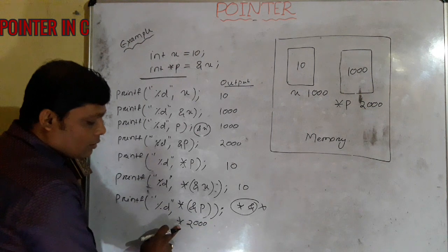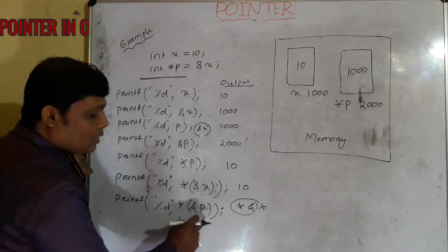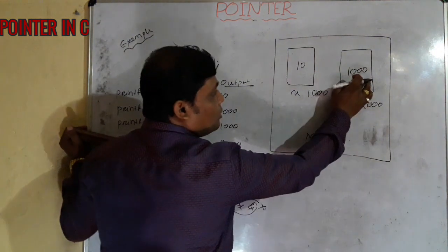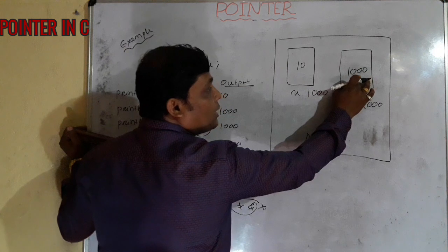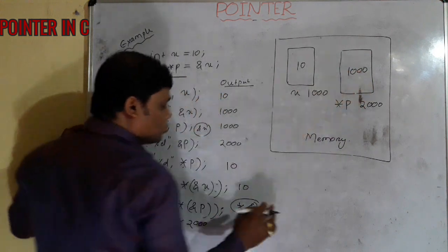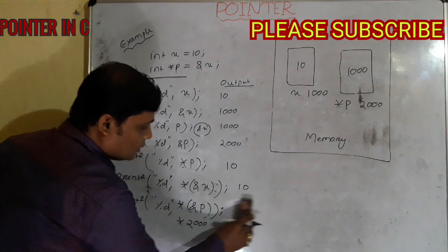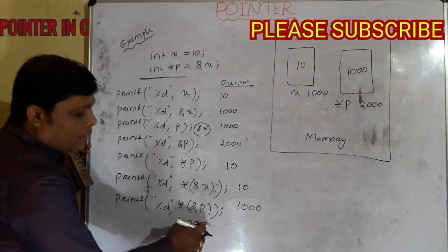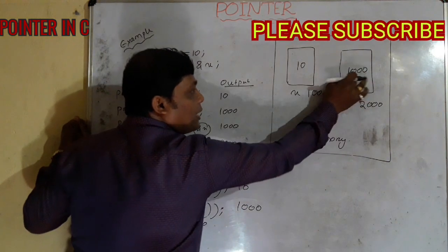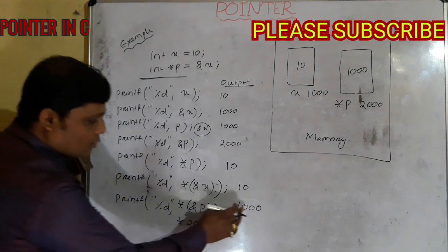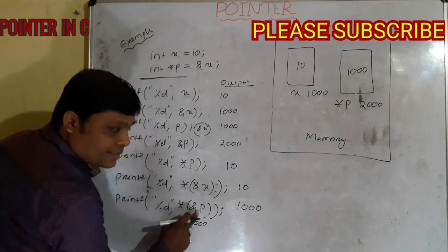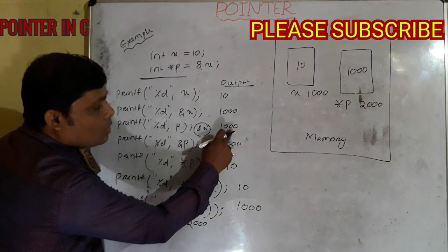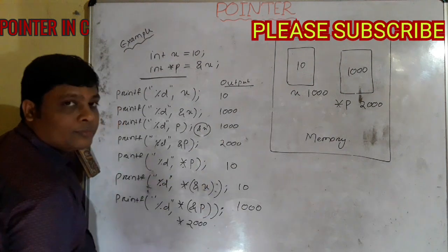So it will display what? The value at 2000. What is stored in the 2000 location? Just see, at the 2000 location we have stored one address, that is the address of x. So it will display 1000. The value at 2000, that is 1000. This is nothing but star ampersand cancel. I have already told. So it will be only p. P is what? We have displayed 1000. Same. Clear?